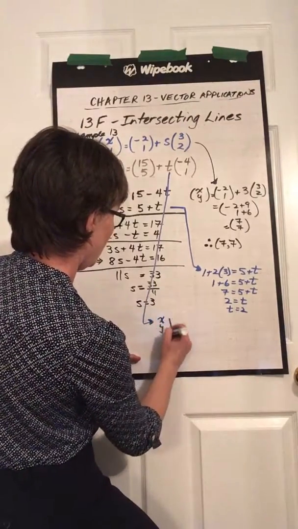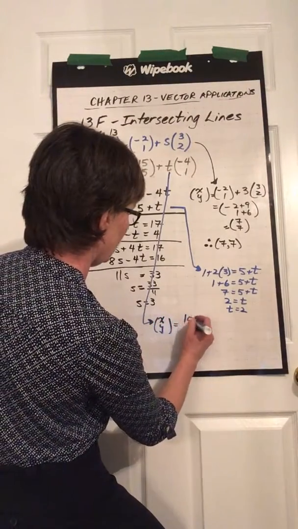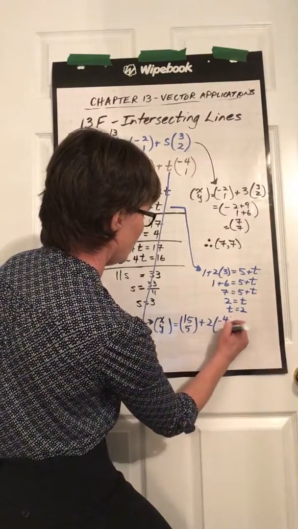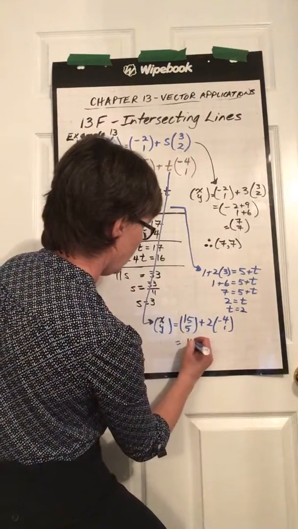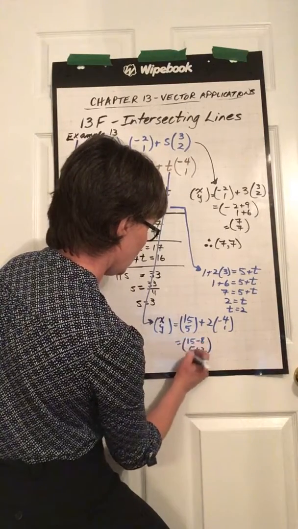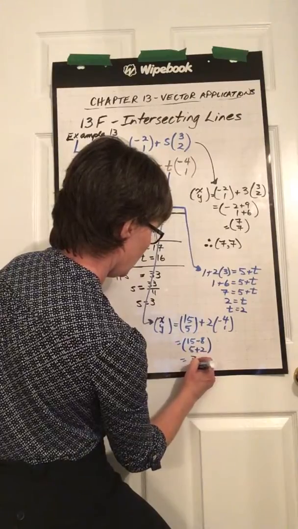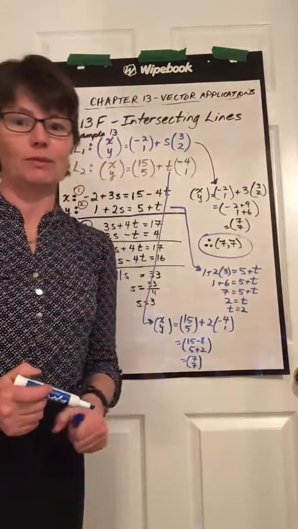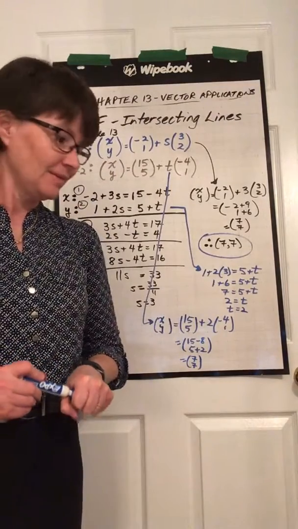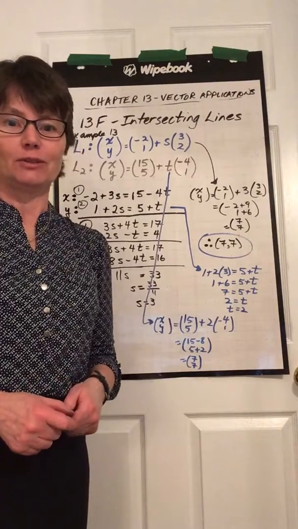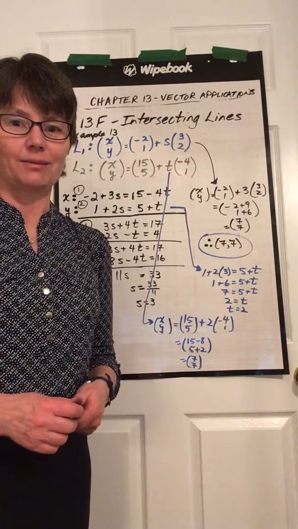So (x, y) = (15, 5) + 2(-4, 1), which is 15 minus 8, 5 plus 2. And again, I still get (7, 7), which brings me to this answer. And now I know that my answer is correct. There we have it. That's how you find the intersection of two lines using vector methods. Have fun.